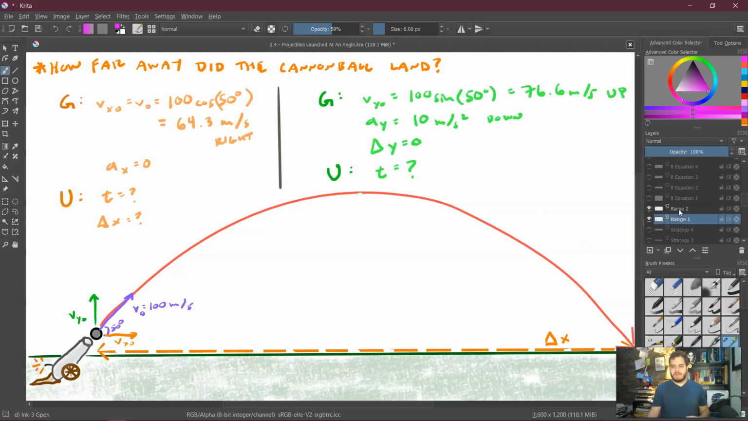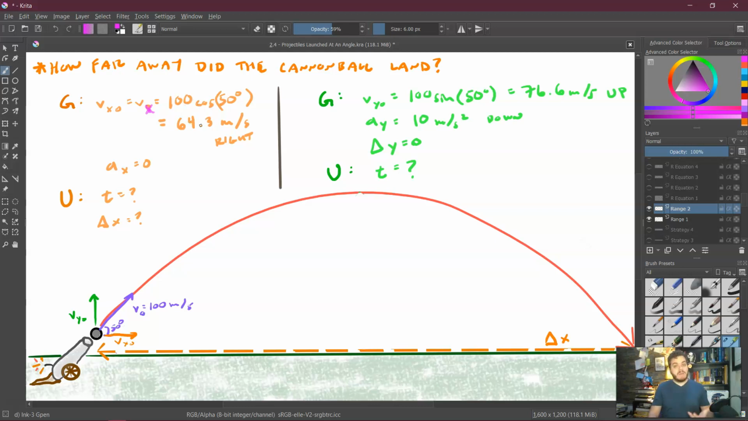I went ahead and wrote them out here, but let's talk about them. So in the horizontal direction, the initial horizontal velocity should be equal to the horizontal velocity at any point in time, which we'll notice, though, is not going to be 100 meters per second, because this v is in both the x and y dimension. So we need to solve for the horizontal component of v naught, which would be 100 cosine of 50 degrees, because it is adjacent to 50 degrees.